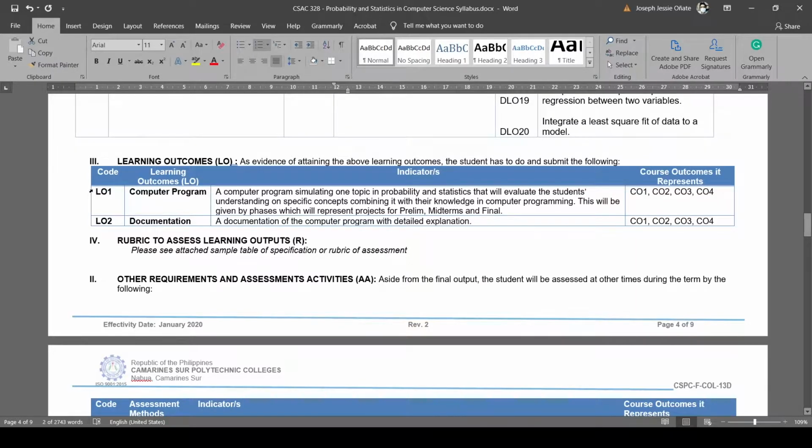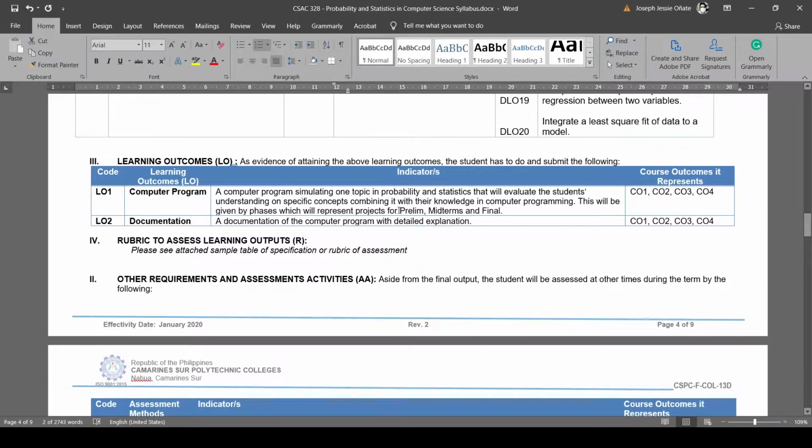For your learning outcomes, we have 2 learning outcomes. This will be your project. For LO1, a computer program: a computer program simulating one topic in probability and statistics that will evaluate the students' understanding on specific concepts, combining it with their knowledge in computer programming. This will be given by phases which will represent projects for prelim, midterms, and finals.